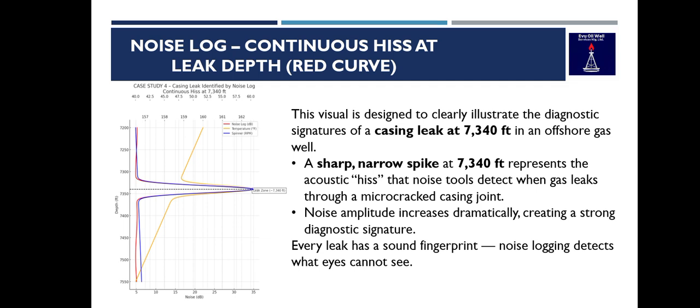A sharp, narrow spike at 7,340 feet represents the acoustic hiss that noise tools detect when gas leaks through a micro-cracked casing joint. Noise amplitude increases dramatically, creating a strong diagnostic signature. Every leak has a sound fingerprint. Noise logging detects what eyes cannot see.